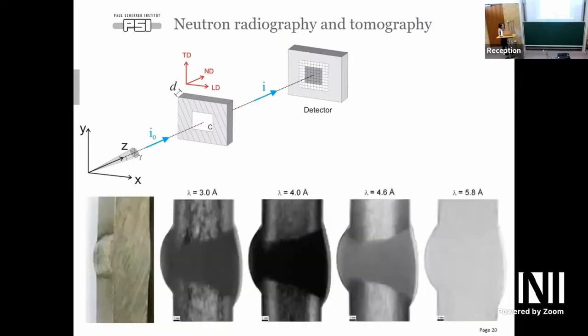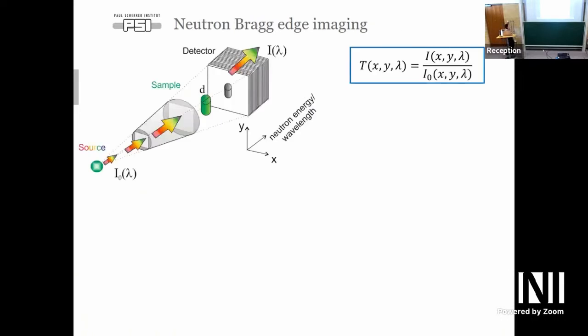But another thing which is also interesting is that if we can choose the wavelength... This is a standard transmission experiment. You have the neutron coming through, you have your sample and a detector behind it. If we can choose the wavelength, we start to see some stuff inside your material. This is an aluminium well, and this is the radiography with different wavelengths. You can start seeing contrast in different regions, depending on the wavelength of your neutrons. And that's the basic idea of neutron Bragg edge imaging.